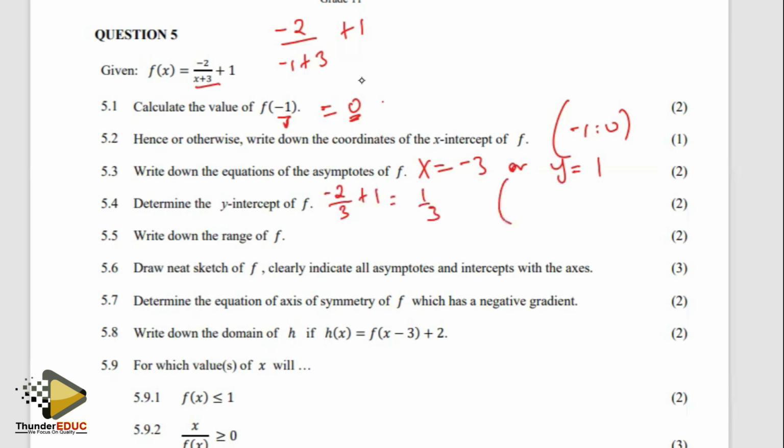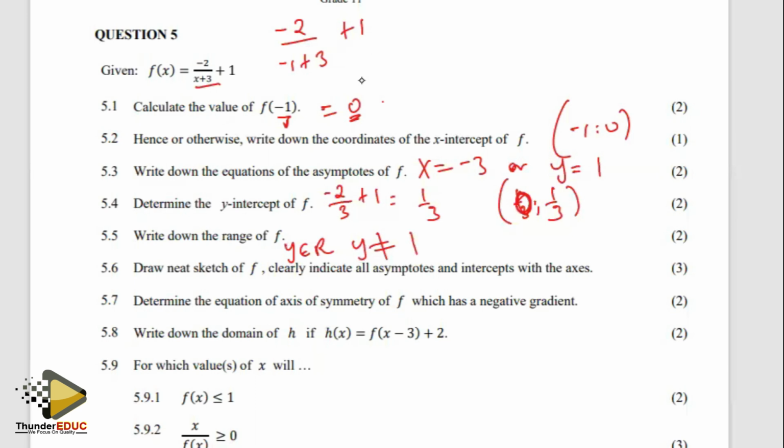And write it in coordinate form, there's no problem. So 1 over 3, x is 0. So 0 and 1 over 3. Then range of f, we know that the range, y is an element of real numbers. y should never be equal to the asymptote, which is 1.